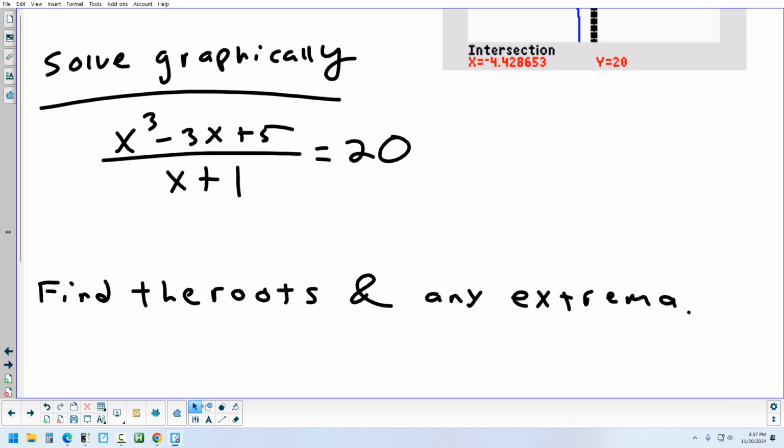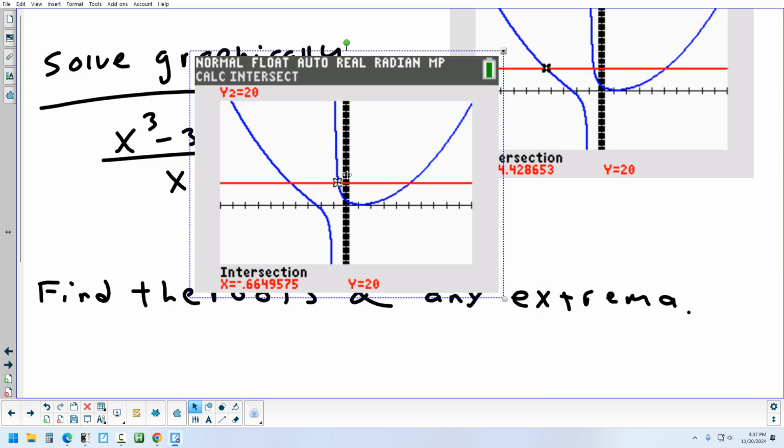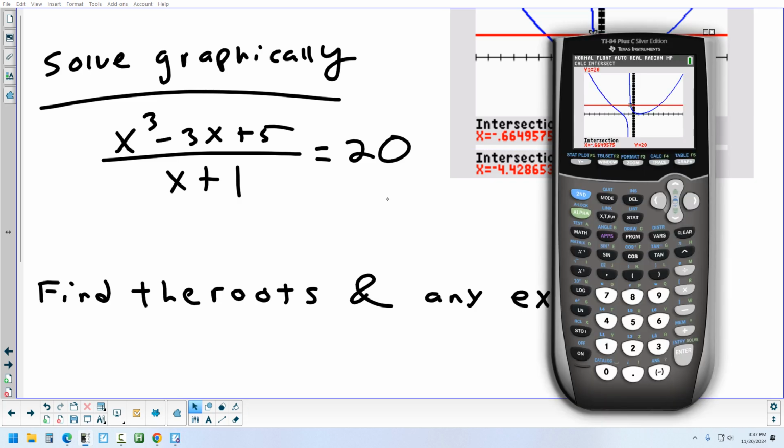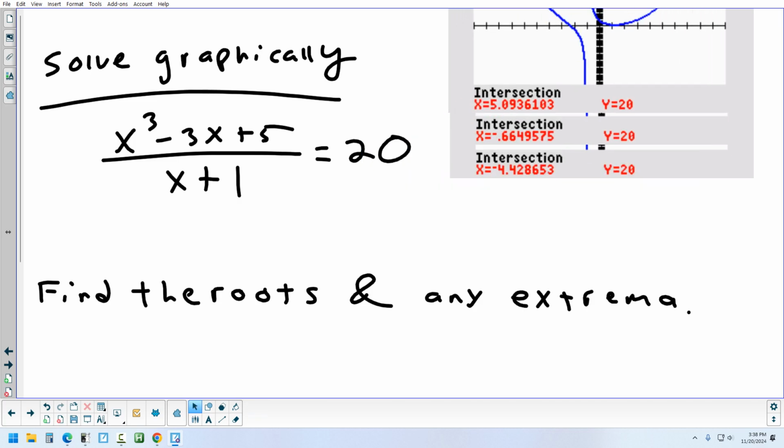-0.66. Yep. So you know what I'm going to do? I'll put that there, and then I'll put this one like that. So there's your second one. And now the third one, what did you get for that one? For that one, I would get 5.1. Yep. So I'll just do 5.09. I'll just leave that. But those are all your intersection points.